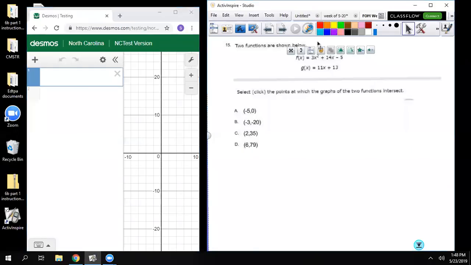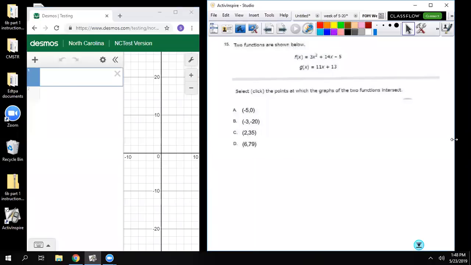Okay, so for number 15, it says two functions are shown below. We have f of x is equal to 3x squared plus 14x minus 5, and we have g of x is equal to 11x plus 13. It wants us to select the points at which the graphs of the two functions intersect. So here are the choices that it gave us: negative 5, 0; negative 3, negative 20; 2, 35; and 6, 79.